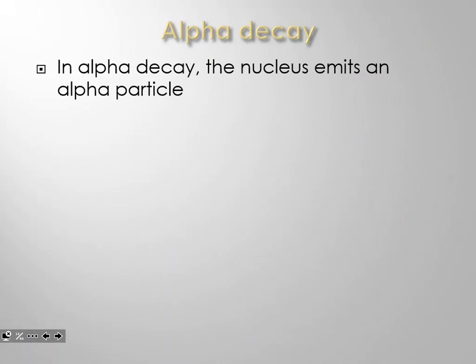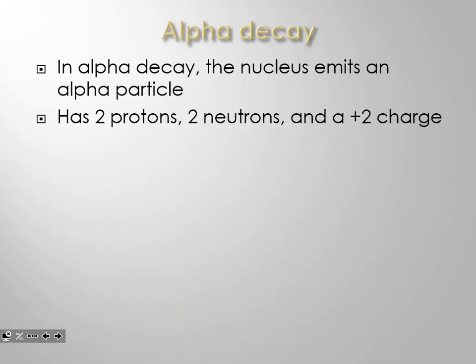Alpha decay. Now we're going to go through the chart in a minute, but you can kind of, as we're going along, fill a lot of it in. Like for instance, in alpha decay, the nucleus emits an alpha particle. What is an alpha particle? Well, an alpha particle is essentially 2 protons and 2 neutrons.